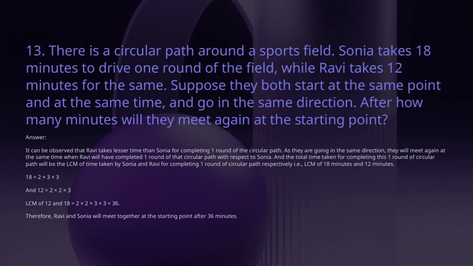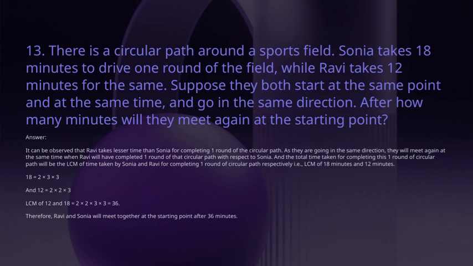To figure this out, we need to understand the concept of the least common multiple, or LCM. The LCM of their times tells us the earliest time when both of them will be back at the starting point simultaneously. Now let's see how we determine that. The prime factorization of 12 is 2 times 2 times 3, and for 18, it's 2 times 3 times 3. When we find the LCM, we take the highest powers of each prime factor, which gives us 2 times 2 times 3 times 3, or 36.